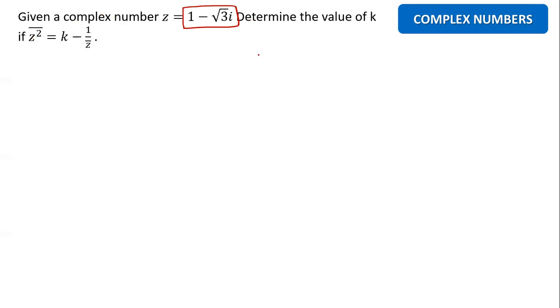Before that, let's say you want to show some steps to your teacher or your lecturer. You can put 1 minus square root of 3i, then put the square, up to you. Then straight away take the answer from your calculator, that also can work. But make sure you see the marks given for your exam.